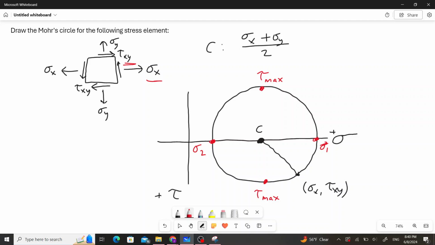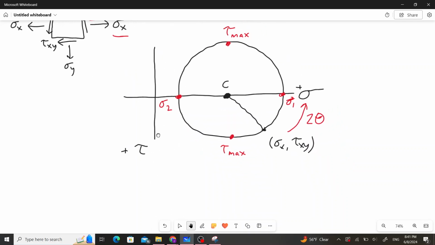One thing to keep in mind is that when we've talked about stress transformations, when we're rotating by an angle theta with respect to the x-axis, those rotations correspond to a rotation of 2 theta on Mohr's circle. We'll do a few calculations here just to make everything clear. Let's scoot this up a little bit.